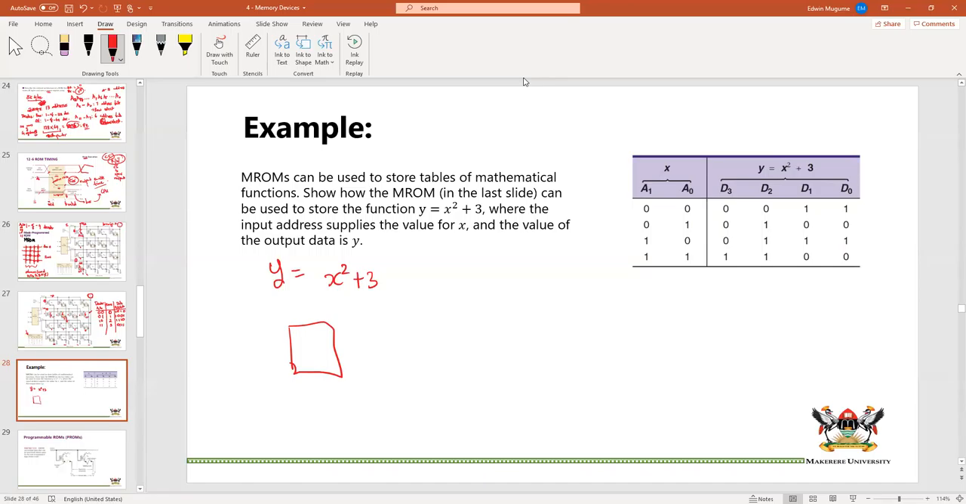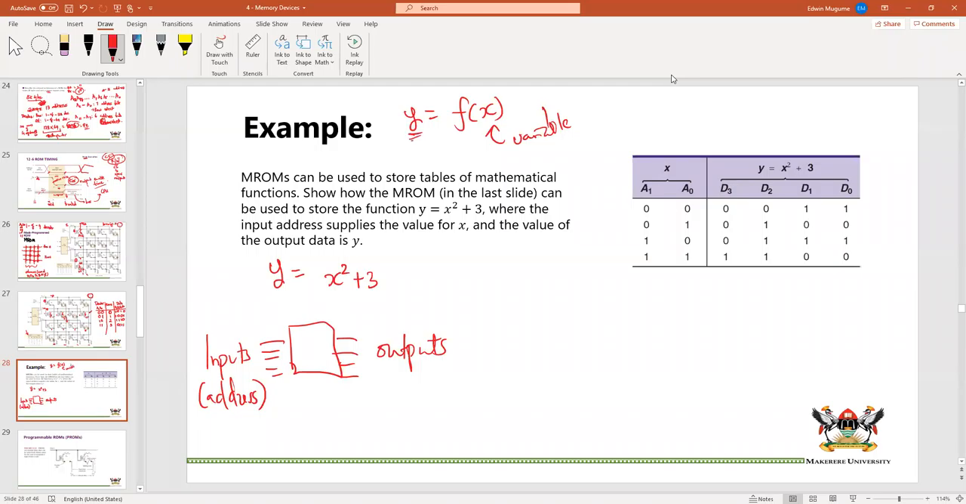We know that in ROM, we have outputs and we have inputs. And these inputs could be address. Usually, what they do is make the address input of this ROM the function. When you say f(x), you could say y is a function of x. Usually this is the variable, the small variable that when it changes, it varies y. So usually the inputs are x, and your outputs become y, because it is y that you want, it is x that you have.